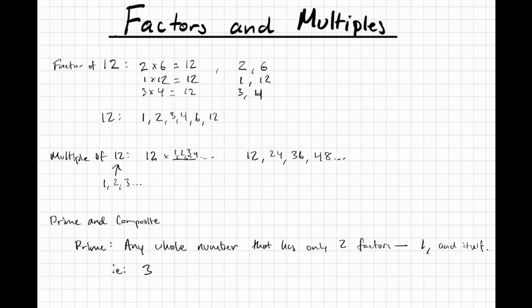For example, the number 3. The only set of two numbers that multiply together to be 3 is 1 times 3. Another example is 7. The only numbers that multiply together to give you 7 are 1 times 7. So any number where the factors of that number are only 1 and itself, that's a prime number. Any other whole number where you have more than two factors, we call those composite.